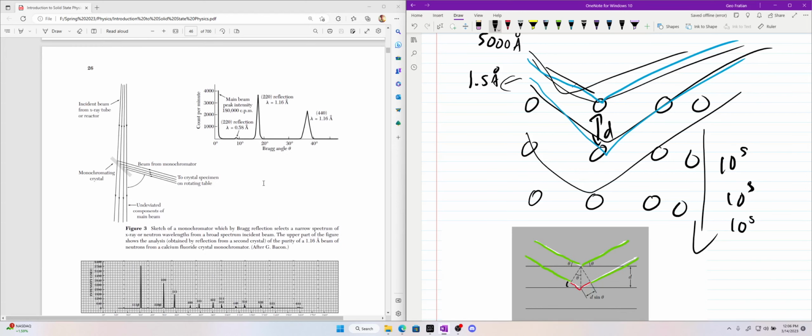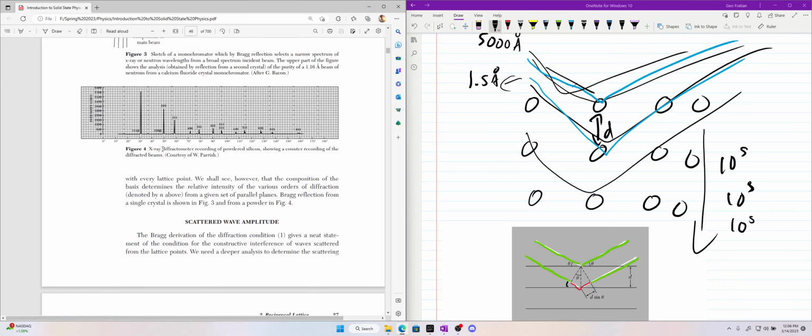So, we can look at one of these, this is a good example. Figure 3, monochromator. Okay. And you see they use a 1.16 angstrom beam. I think in my lab we used 1.49, something like that. Regardless, you get intensity peaks here where you see the condition of 2d sine theta, basically. Okay. And here are the repeated peaks for powdered silicon.